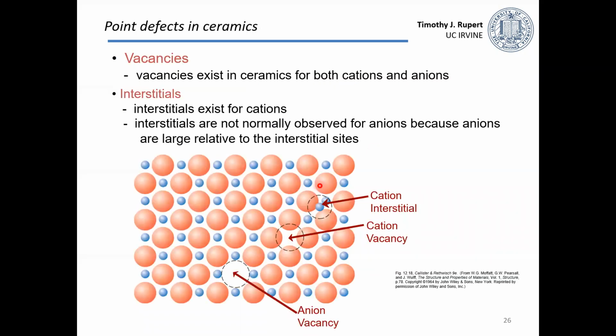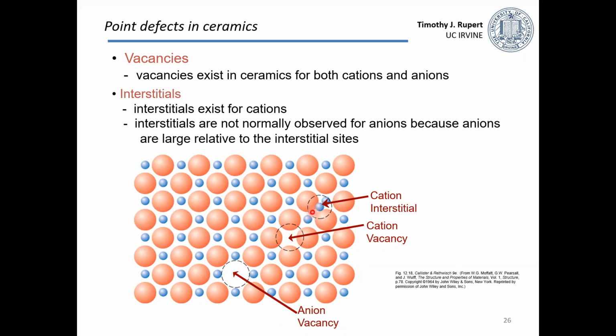Okay, so the next thing to mention and talk about is point defects. So it turns out that point defects are a little bit more complicated in ceramics because we have to satisfy charge neutrality. So for vacancies, we can actually get vacancies for both cations and anions. Okay, so this is showing one of those large orange anions gone or one of those small blue cations being gone. Interstitials are a bit weirder.